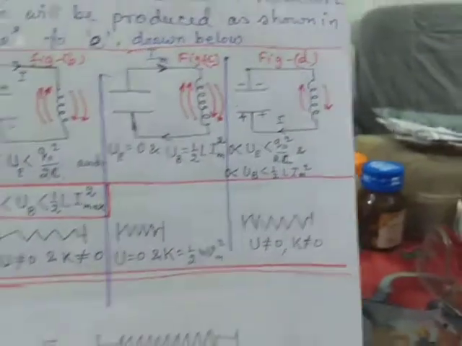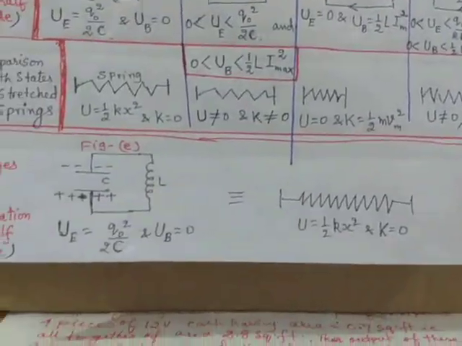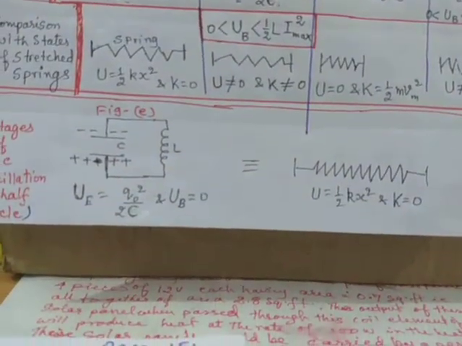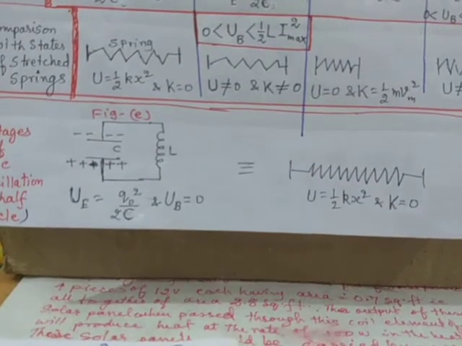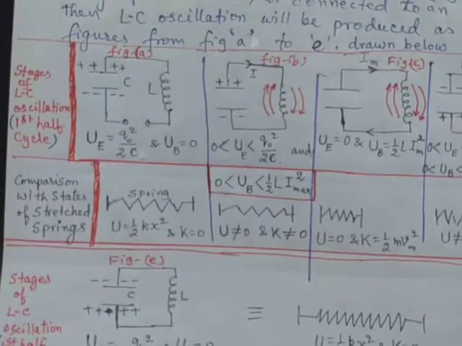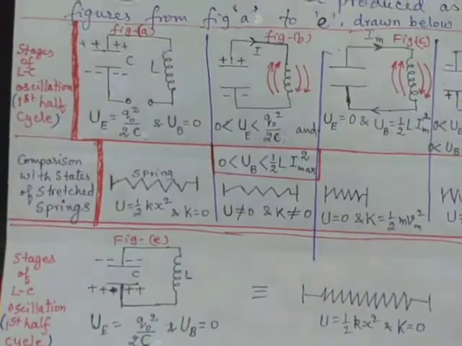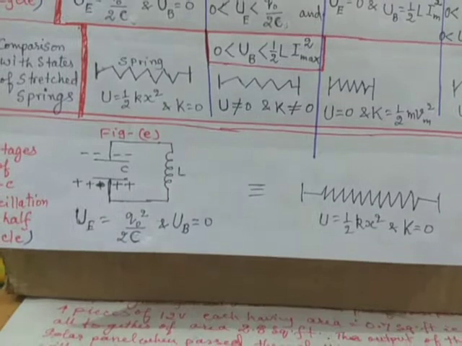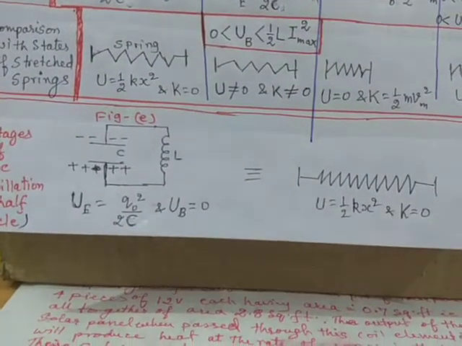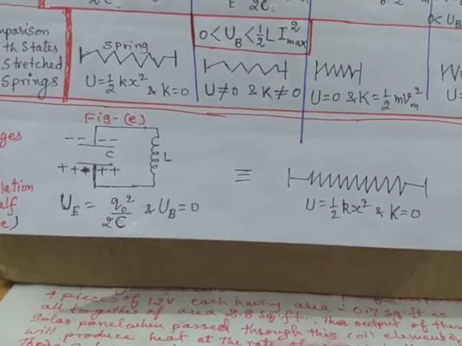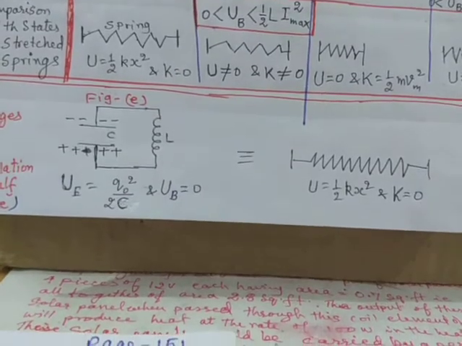This refers to figure D, and finally a stage will come when the capacitor is fully charged but in the opposite sense as compared to the charging at the start, the initial stage, reference figure A, and the magnetism stored in the inductance becomes finally 0.